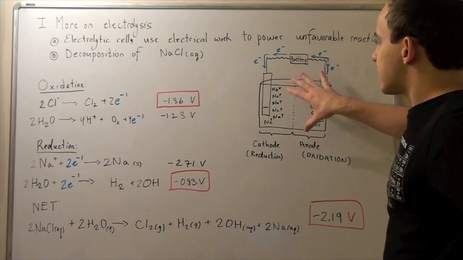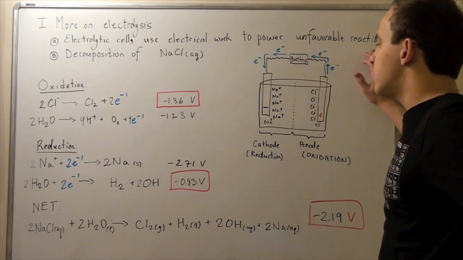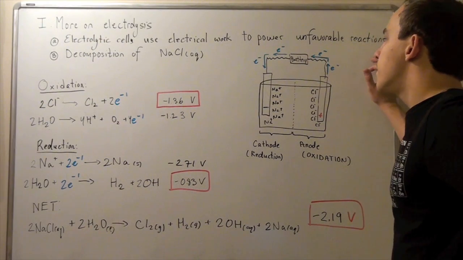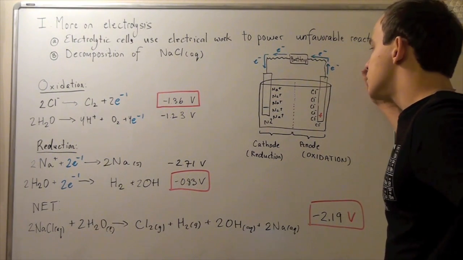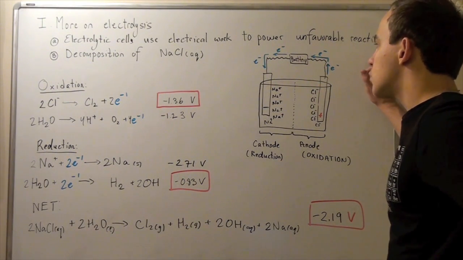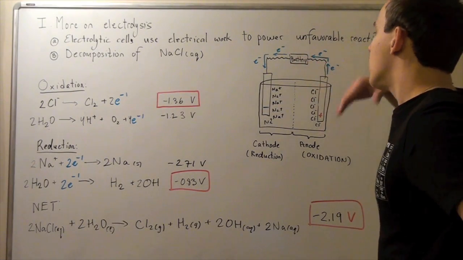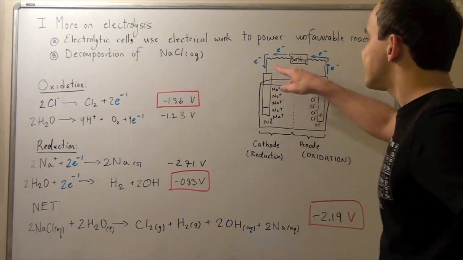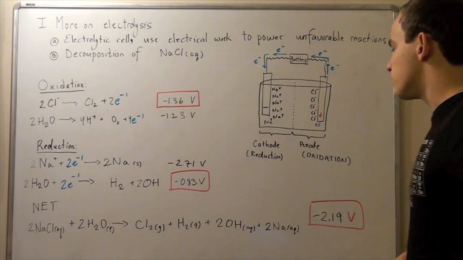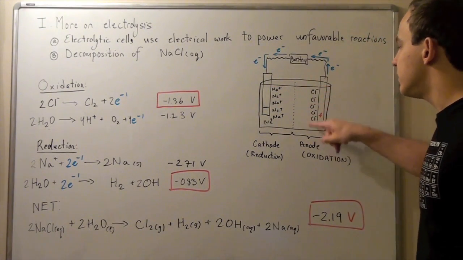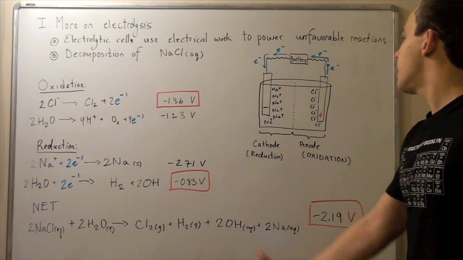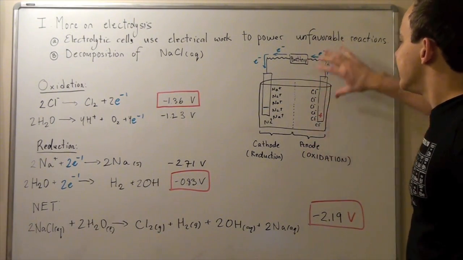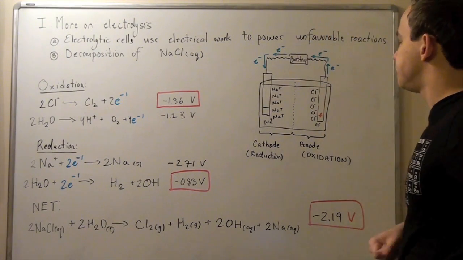So, let's look at our solution. Within our solution, we have a bunch of sodium ions dissolved and chloride ions dissolved. The positively charged ions will be attracted to the negatively charged electrode. So a lot of the sodium ions will move to the left side, next to this negatively charged electrode. Likewise, the negatively charged ions will move toward the positively charged electrode. So all the chloride ions will collect on the right side.